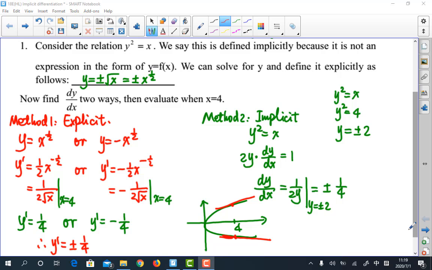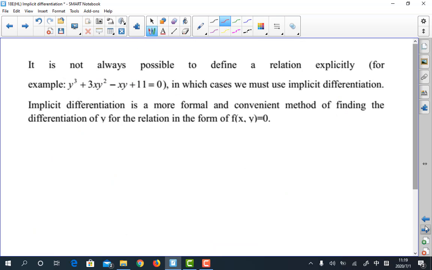I hope you have got some idea about implicit differentiation through this example. However, this example is so easy because it can be differentiated by both explicit and implicit methods. Implicit differentiation is a very, very important method for you to know, especially when you are not able to isolate y from x in a relation or an equation.